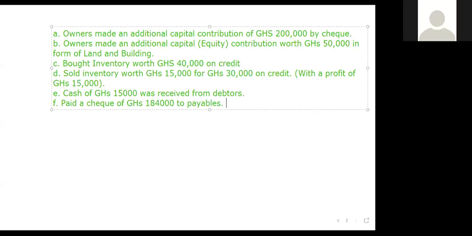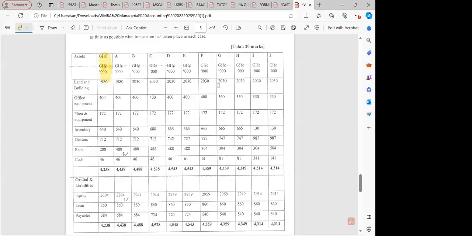I had wanted to leave G for your discussion, but we will keep long, so I would have to discuss it with you. G, let's look at G. We have land and building still sitting at the same point. Office equipment has gone down by 40, right? From 400 to 360.